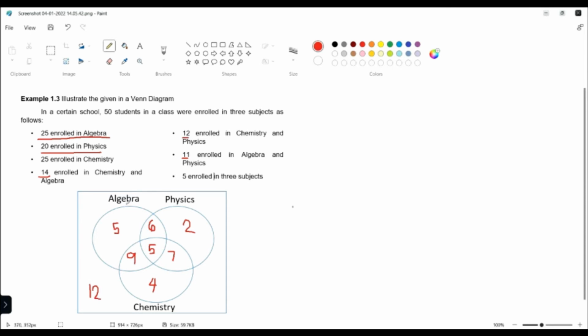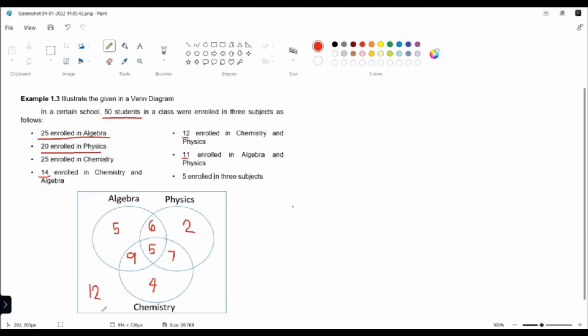The set of students who are taking algebra, the set of students taking physics, and those taking chemistry. And this serves as our universal set. This rectangle here serves as the universal set, in which 50 students are enrolled, or are within our consideration. Okay, that is the Venn diagram. Any questions so far? Wala po, sir. Okay, thank you.